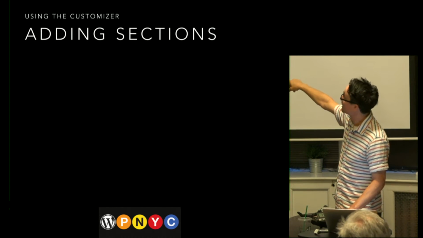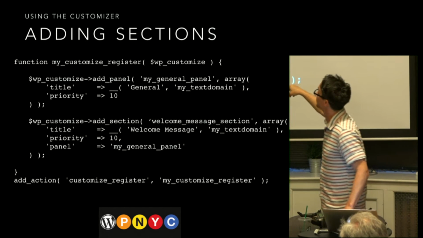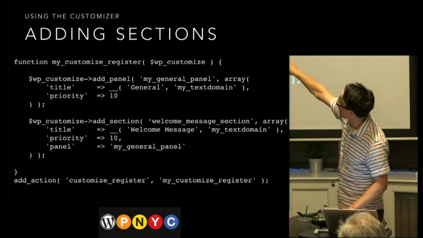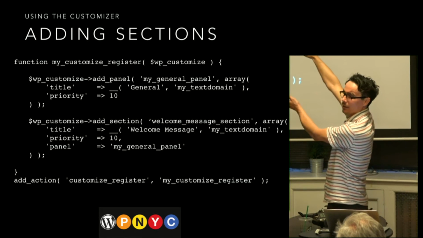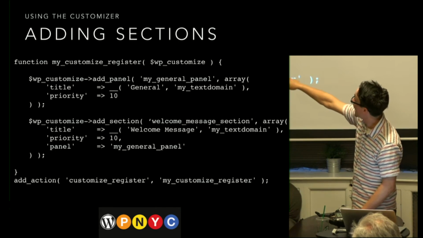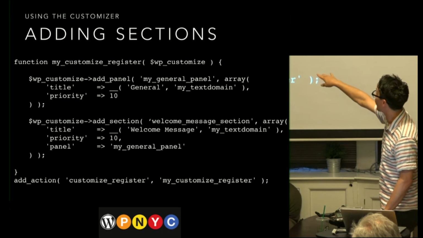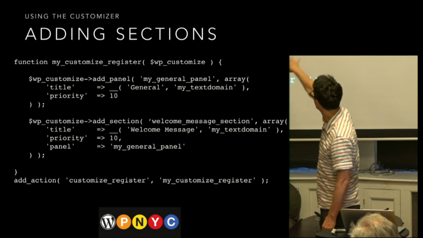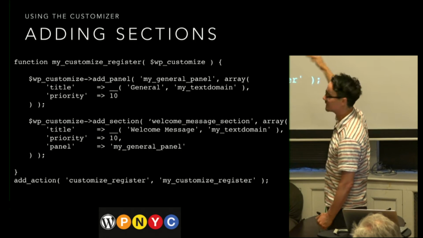So we're going to add a section now to that panel that we just created. We've kept the code at the top. This is the same function. We're just adding stuff in the middle of this function, right? Below this, we've got add section. We've got a unique identifier for the section that we're going to add. We've got the same kind of syntax.